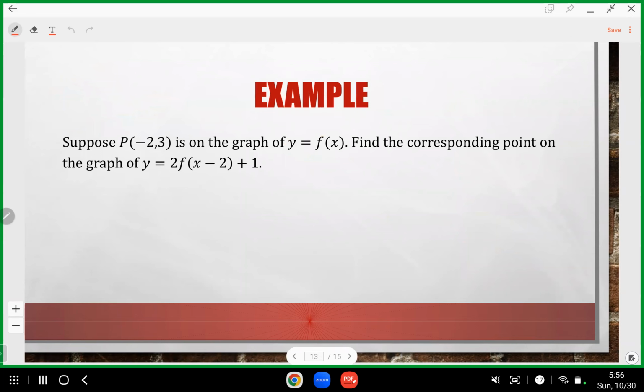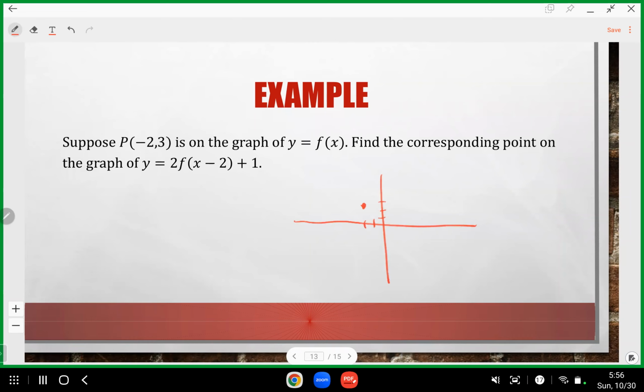So this is one of the main problems that I want to discuss today. Suppose that the point P, -2/3, is on the graph of y equals f of x. Find the corresponding point on the graph of y equals 2f of x minus 2, plus 1. We could do this a very, very tedious way. Let's just graph this.